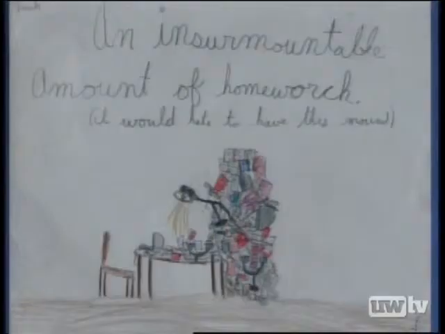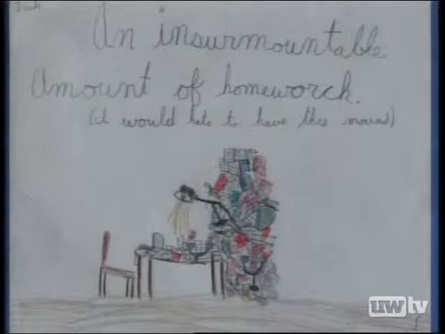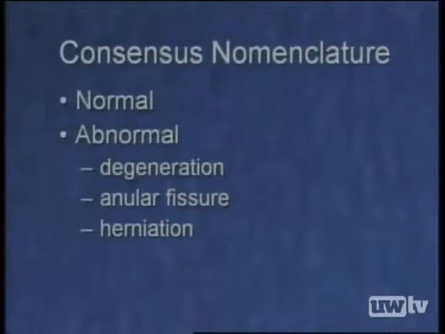Now, this is a drawing that my daughter did about, it says, an insurmountable amount of homework, and I would hate to have this mound. And fortunately, this nomenclature is simple, and it's relatively easy to use, and is not an insurmountable amount of homework. And what is this consensus nomenclature? Well, essentially, you can divide the MR findings into normal or abnormal, and abnormal consists of degeneration, annular fissures, please don't call them annular tears, and herniation. And we'll go through this one by one.